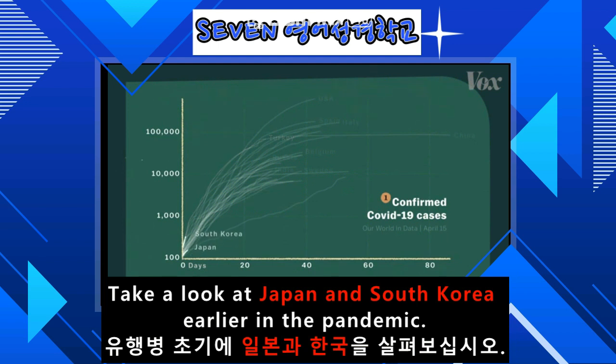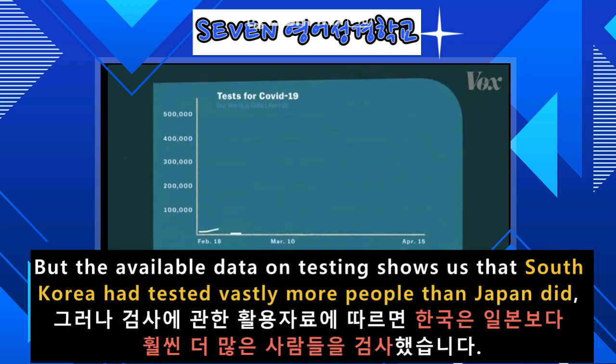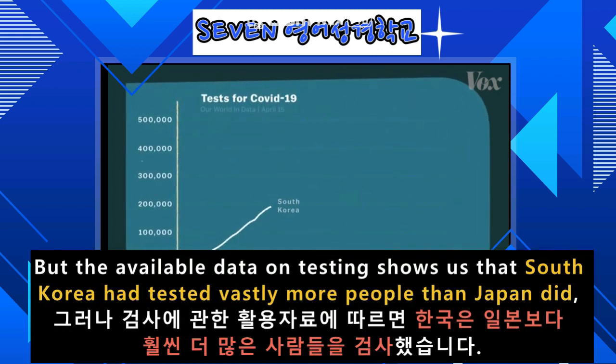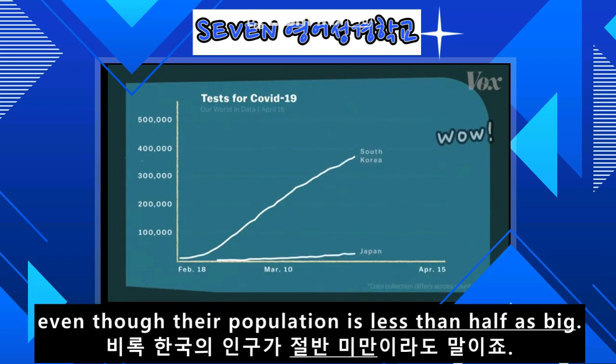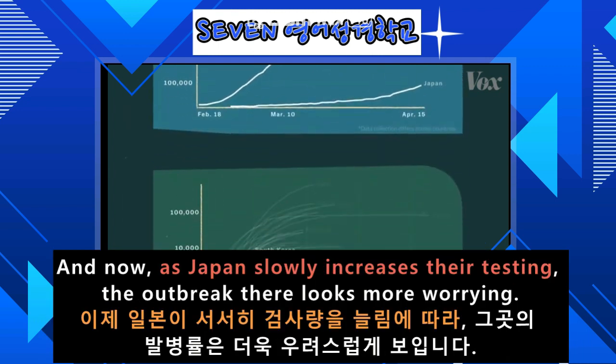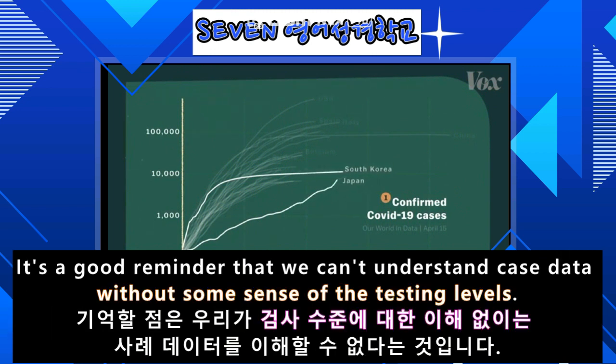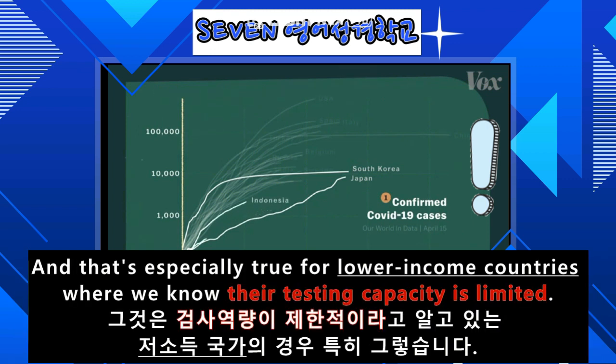Take a look at Japan and South Korea earlier in the pandemic. Japan's outbreak looked pretty small in comparison. But the available data on testing shows us that South Korea had tested vastly more people than Japan did, even though their population is less than half as big. And now, as Japan slowly increases their testing, the outbreak there looks more worrying. It's a good reminder that we can't understand case data without some sense of the testing levels, and that's especially true for lower-income countries where we know their testing capacity is limited.